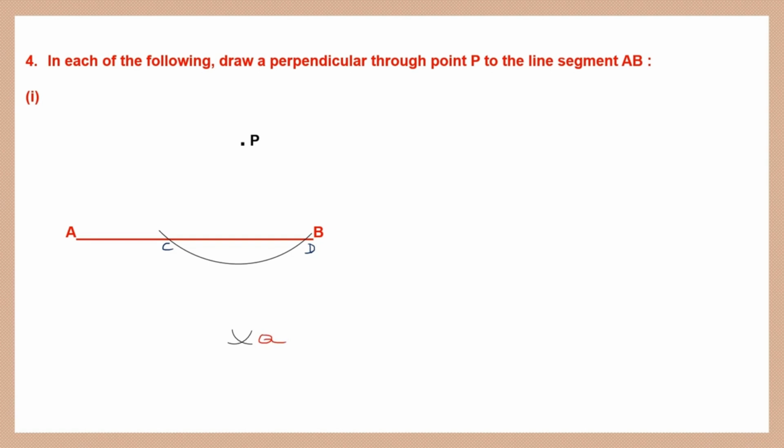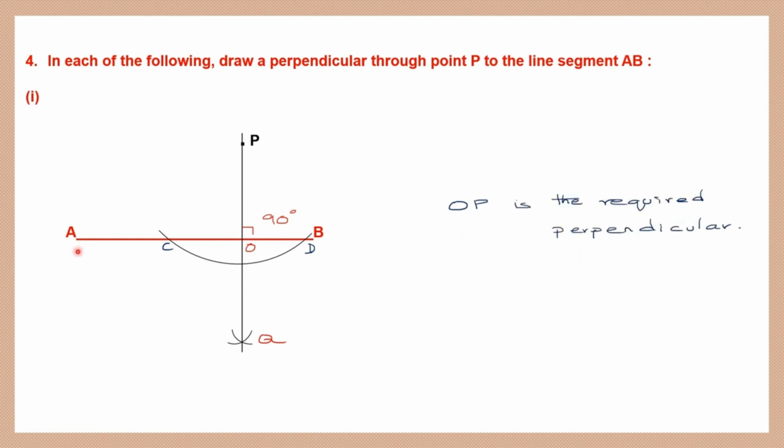Now join P and Q. So we have P here, we have Q here. Now they have cut the line segment AB at a point and that point is O. So as you can see, OP is the perpendicular that has cut AB at 90 degrees. Here we have 90 degrees and on the other side too we have 90 degrees. So OP is the required perpendicular.